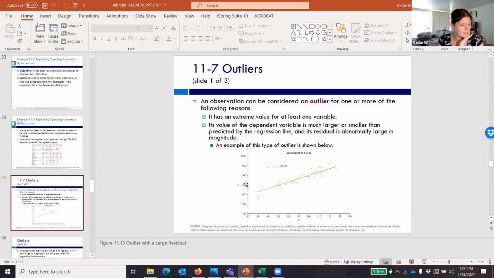Okay, so the last subject for us, I think, is outliers. An outlier is an extreme value for at least one variable, and if the value of the dependent variable is much larger or smaller than predicted by the regression line, its residual is abnormally large in magnitude. For example, this potential outlier has a really high error from the regression line. So we would want to investigate that data point.